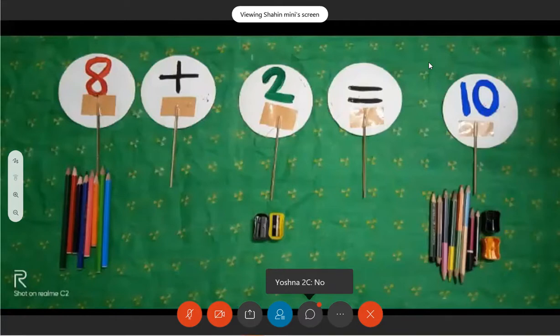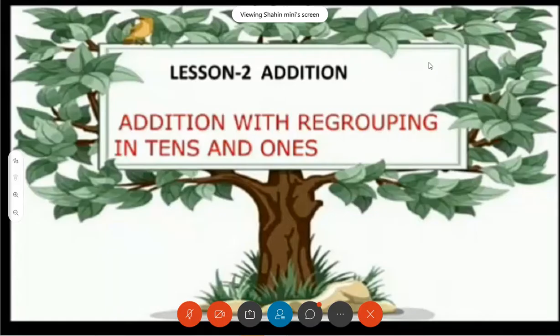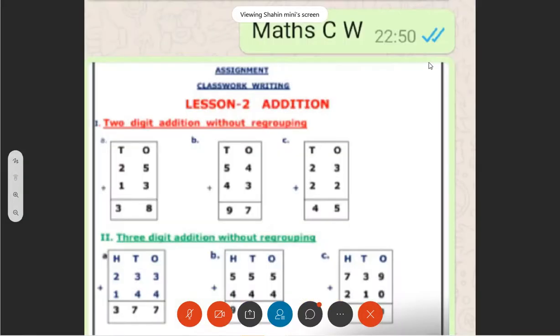I'm just showing the clipping of what we have done today. Today's topic was adding with regrouping in ones and tens. Okay. Then we have done step 1, step 2, step 3. Then classwork writing. Classwork, you have to write for 1, 2, 3, 4. You will receive it.